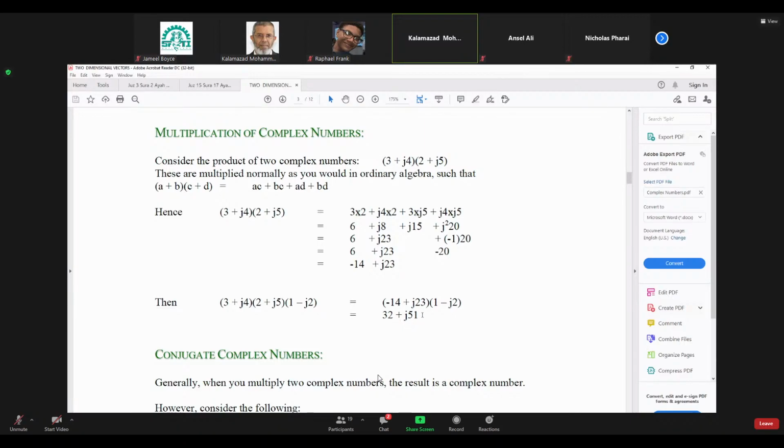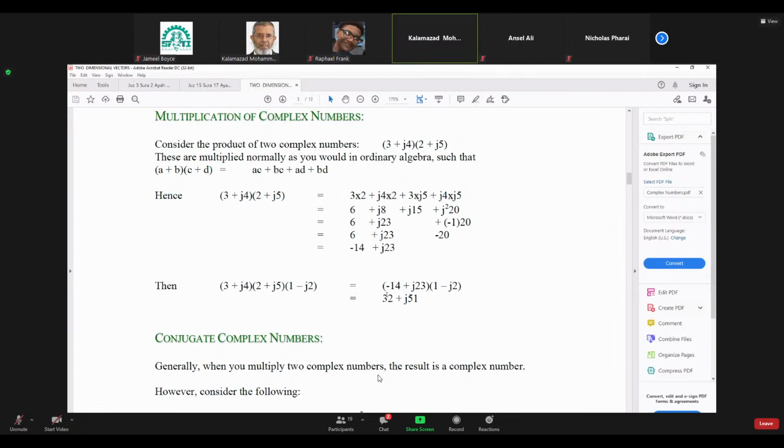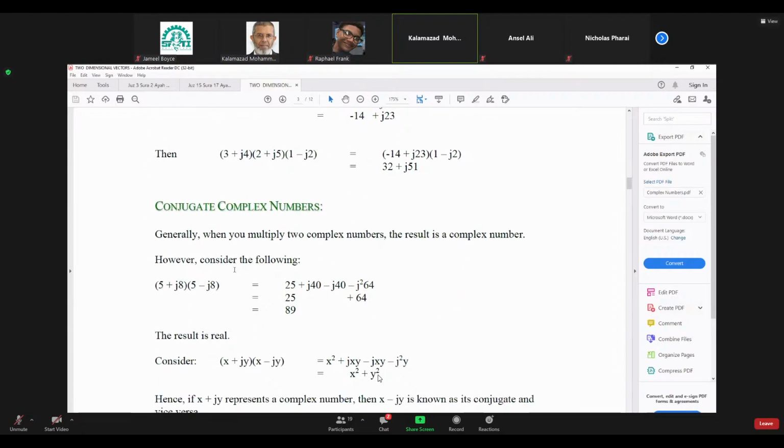So make sure you understand this here. All right. How to multiply. Okay. All right. Generally, when you multiply two complex numbers, you're going to get another complex number. All right. Generally, when you multiply two complex numbers, the result is a complex number. However, consider the following.